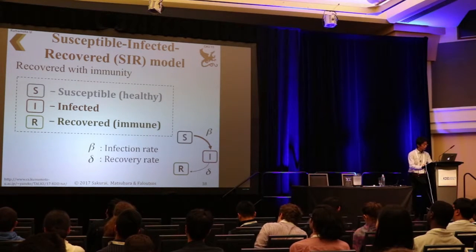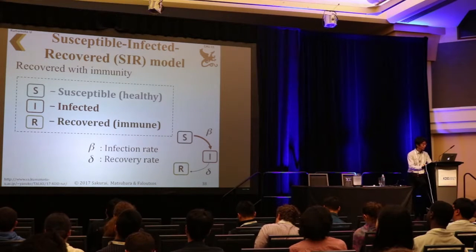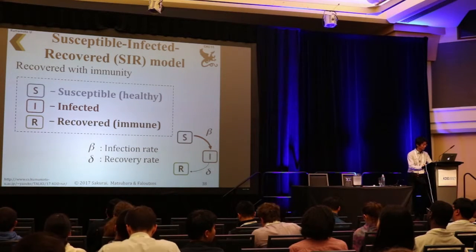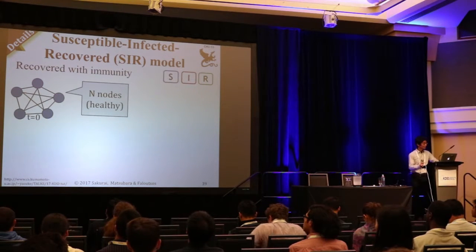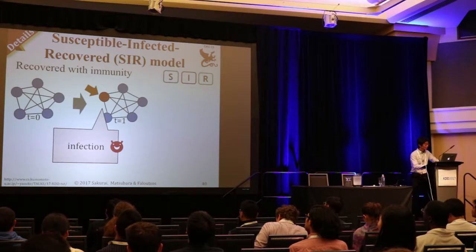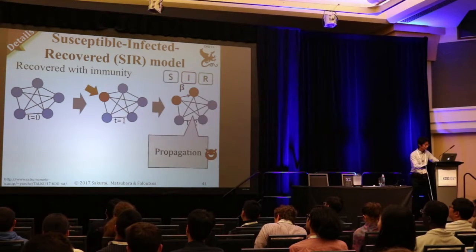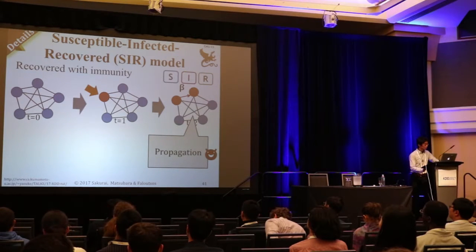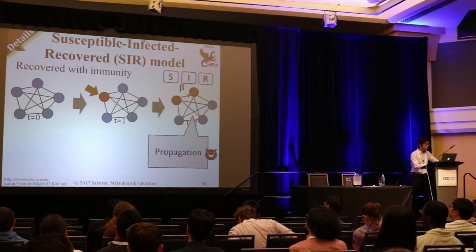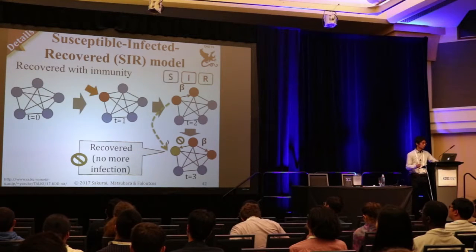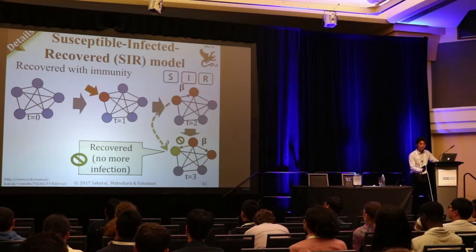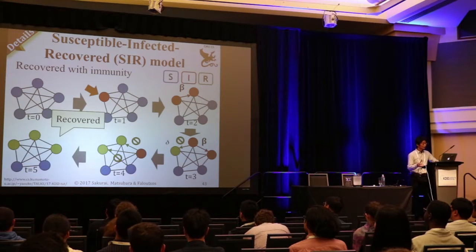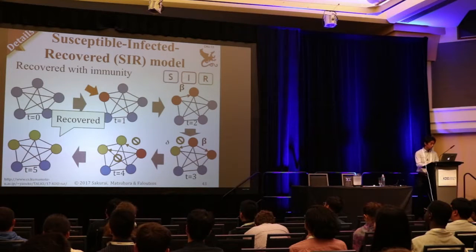In SIR, beta is the infection rate, and gamma is the recovery rate. So, an example again. Now again, everyone is healthy, and he is infected, which again leads to propagation. But the first guy is recovered, which means no more infections. And then everyone is recovered or healthy.